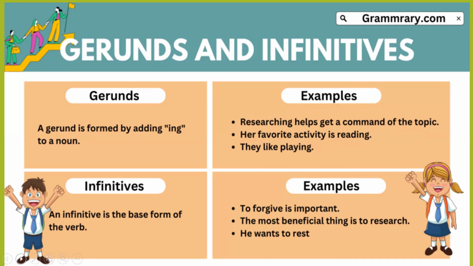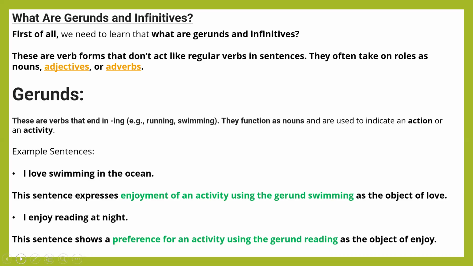About infinitives, an infinitive is the base form of the verb. Examples: to give is important, to forgive is important. To forgive is an infinitive. The most beneficial thing is to research. To research is an infinitive. He wants to rest. To rest is an infinitive. So these are the basic differences between gerunds and infinitives.